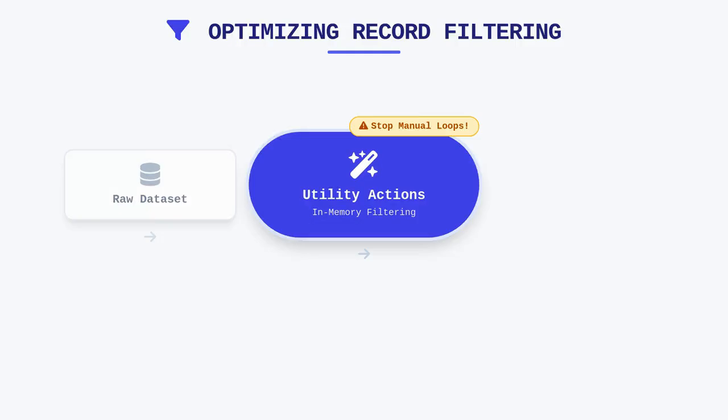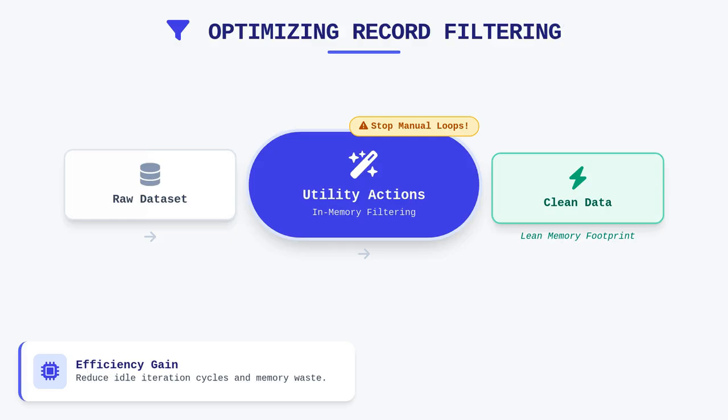Filtering records is another operation frequently required to narrow down a dataset before you begin intensive processing. Rather than manually looping and checking conditions to build a new set of data, you should look toward utility actions that can perform in-memory filtering. By keeping your collections clean of unnecessary records as early as possible, you significantly reduce the memory footprint and the number of cycles your robot spins in idle iteration.